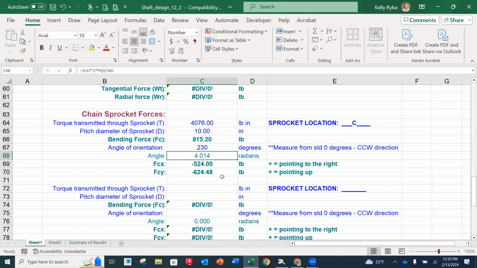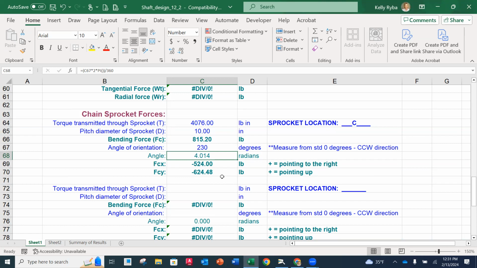And now you'll notice that it gives us our X and Y values. If these were positive values, they're not. Positive means that it's going to be pointing to the right in the X and pointing up in the Y. But because they're negative, they're just going to be opposite that, right? Okay, so it gives us our directions. So that's the chain sprocket. Any questions on that one? That one's a little bit different than the gears that we've been doing.